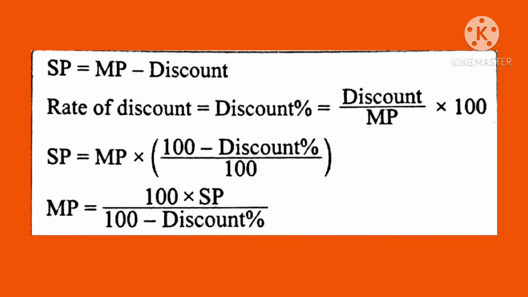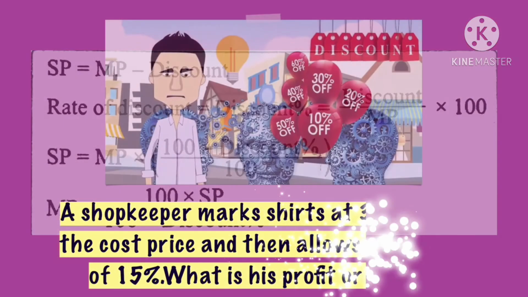And now let us discuss some more formulas which will be used to find discount. Selling price is equal to marked price minus discount. Rate of discount means discount percent. You can find it by dividing discount by MP into 100, and if discount percent is given then SP is equal to MP into 100 minus discount percent upon 100. In the same way, if you want to find market price, that will be equal to 100 into SP upon 100 minus discount percent. And now let us discuss some problems by using these formulas.